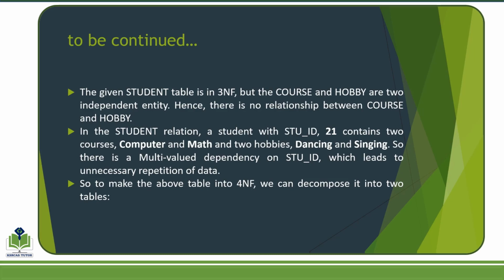So in the student relation, a student with student ID 21 contains two courses called computer and mathematics. Again, the same student has two hobbies called dancing and singing. So there is a multi-valued dependency on student ID 21, which leads to unnecessary repetition of data. So to make the above table into fourth normal form, of course we have to decompose it into two different tables.